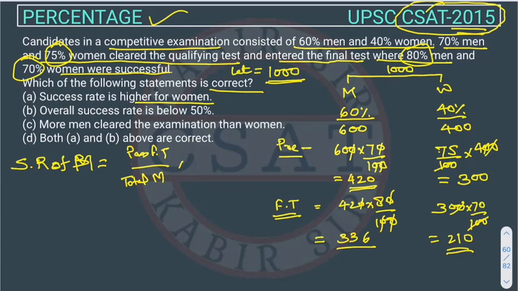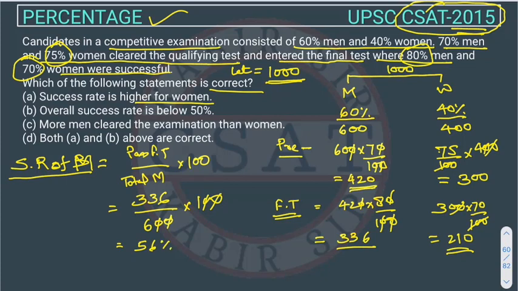Okay, so how many men pass? 336, and the total men is 600. So this 0 will cancel this 0. So this is the success rate, right? This is the formula of success rate. Success rate is what percent out of the total pass the examination, right? So this will come out to 56% for men.